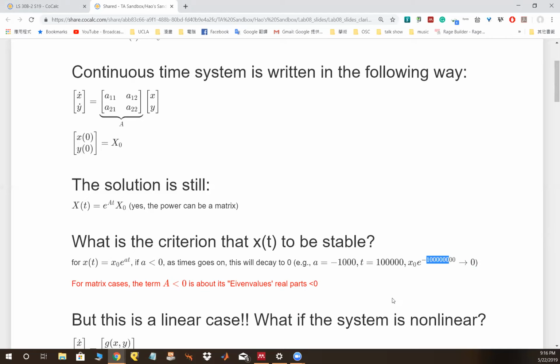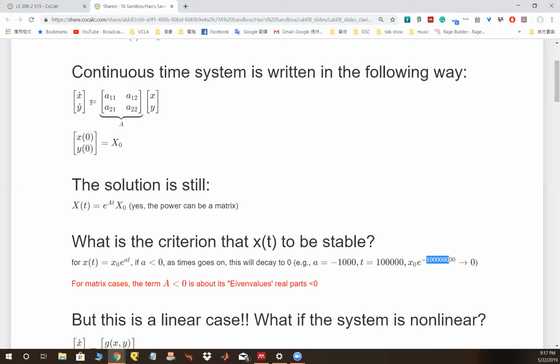But what about matrix form? If the system looks like this, how can I say the system is stable, or that the x and y will go to one equilibrium point and stay there? The result is this matrix A. If we want to make it stable, we need the real part of its eigenvalues to be less than 0. So for now, you can just remember this conclusion.